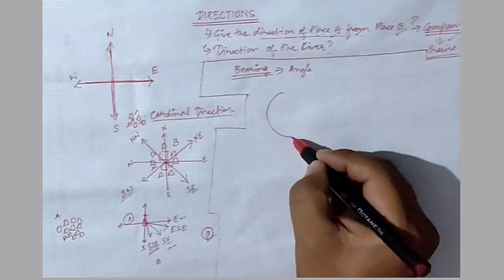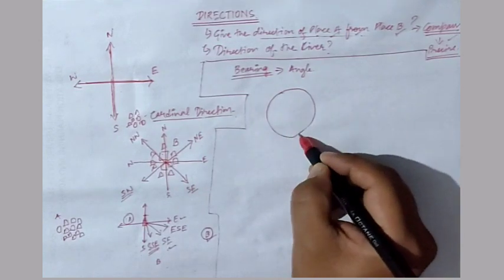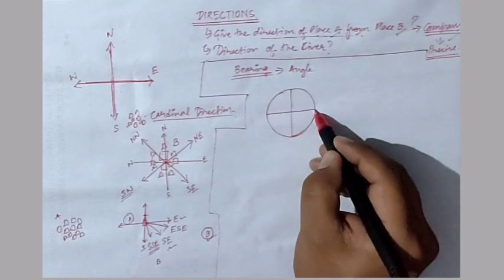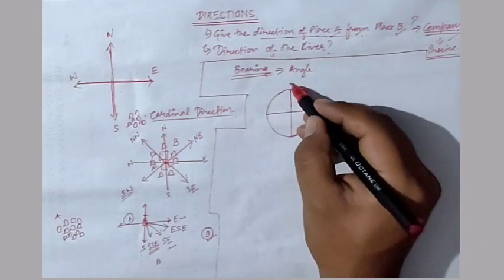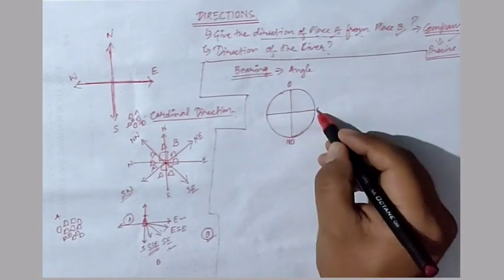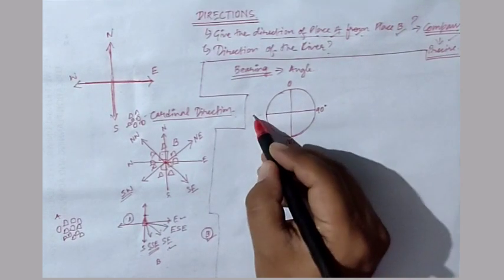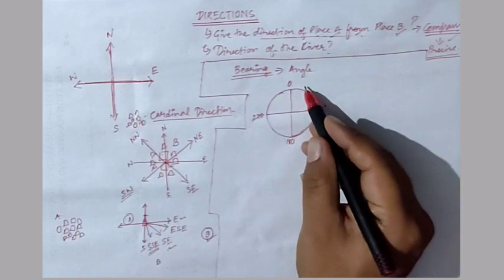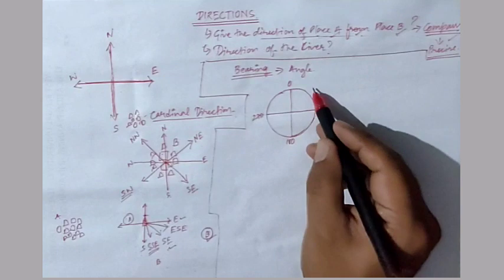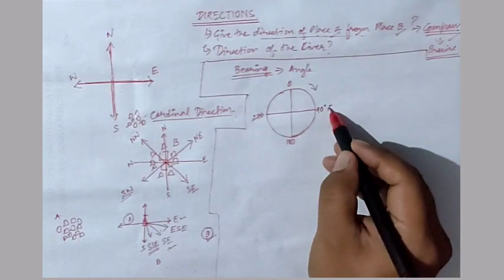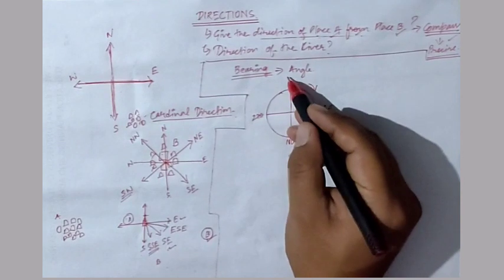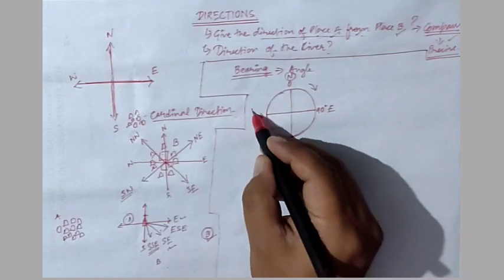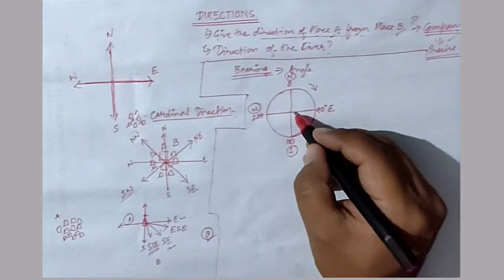Now we all know that a circle is 360 degrees, isn't it? If we draw the cardinal directions over here, then 0, 90 degrees, 180, and over here 270 degrees, and if we rotate again we will have 360 degrees also. So if we start moving in a clockwise direction, 90 degrees will represent east, 0 or 360 will represent north, 180 degrees will represent south, and 270 degrees will represent west.